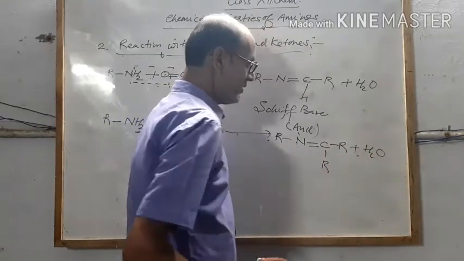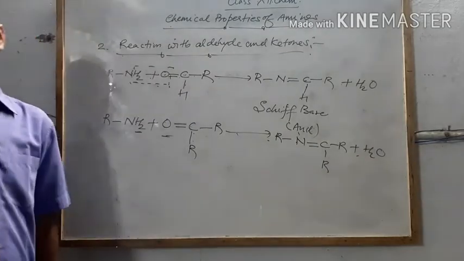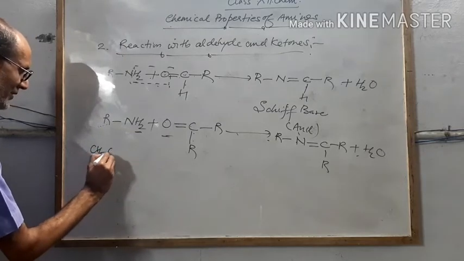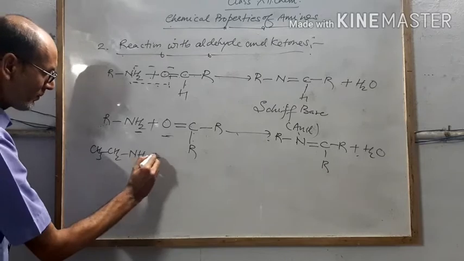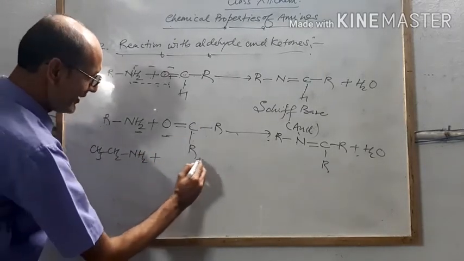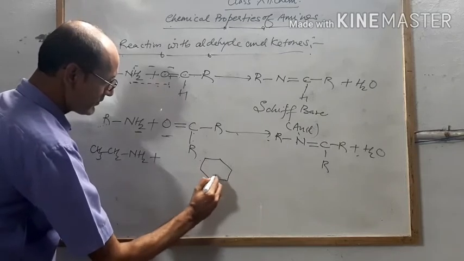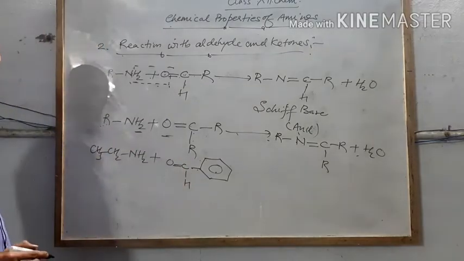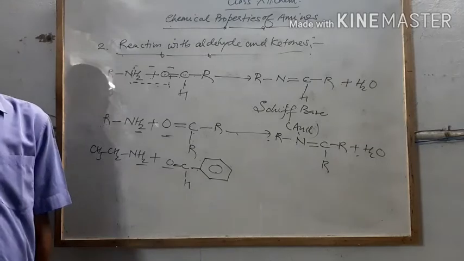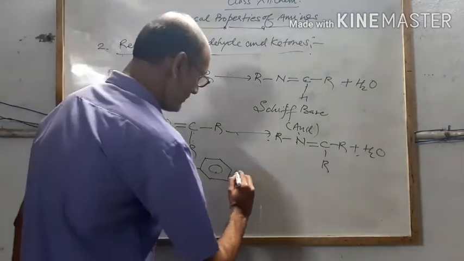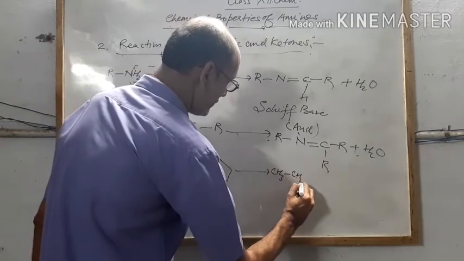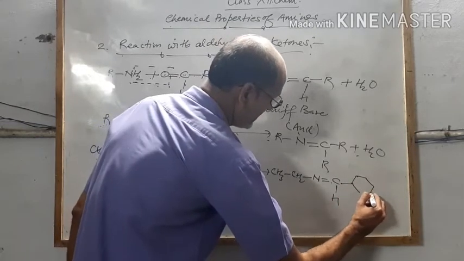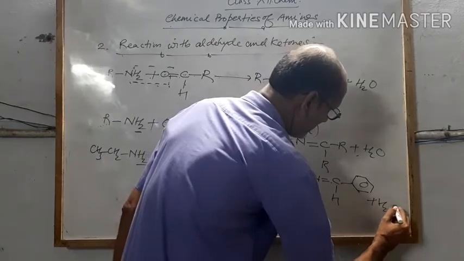Plus H2O. If you want to write an example by taking ethylamine, I am taking here CH3 single bond CH2 single bond NH2, and on this side benzaldehyde, ring single bond C single bond H double bond O. So H2 and O will be removed and it will form CH3 single bond CH2 single bond N, double bond C, H, single bond ring, plus H2O. Okay, students.